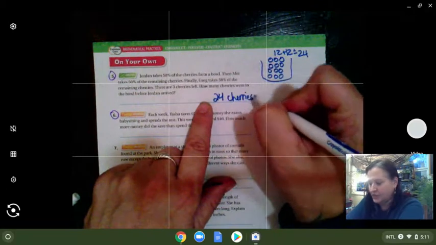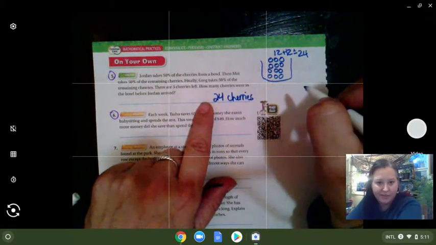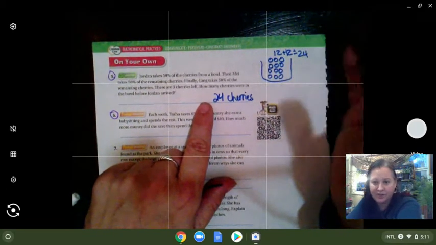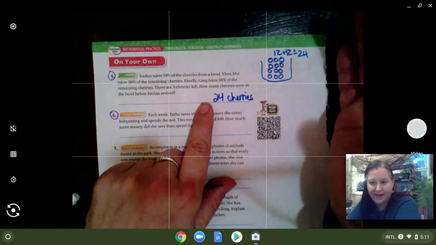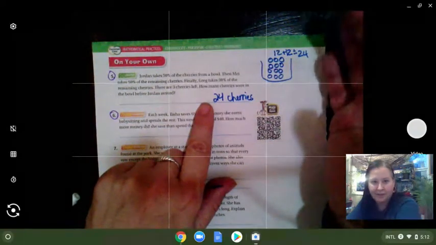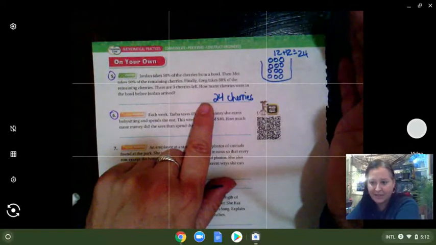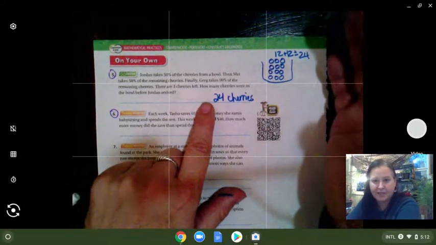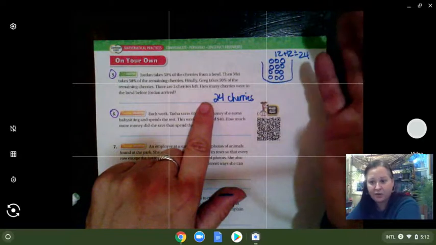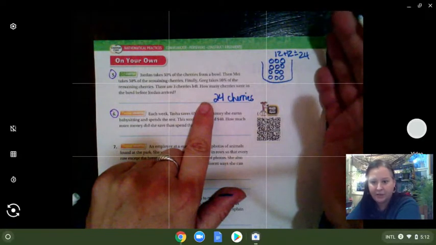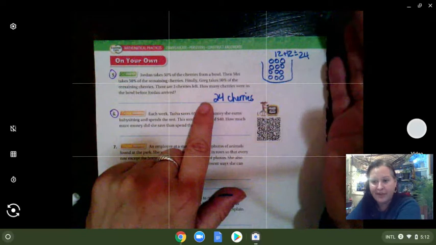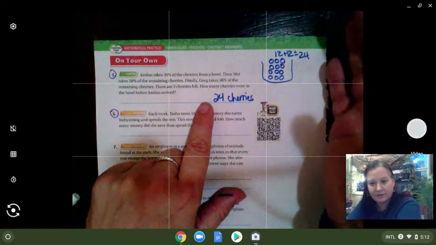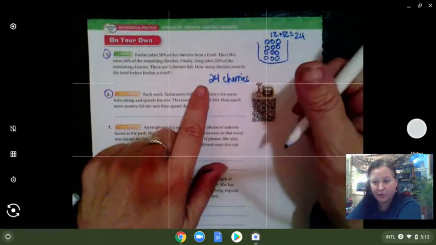Now you're probably wondering, what does that have to do with math and percentages? It's really important that you know that 50% is half of something. It's important that you have some benchmark percentages in your mind so that you actually understand what that means. So 25% is a quarter of something, or 1/4. 75% is 3/4.